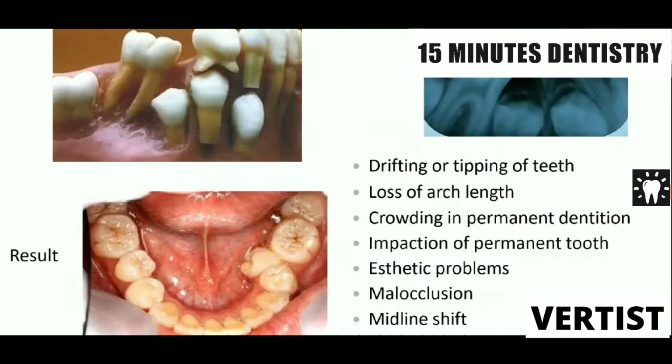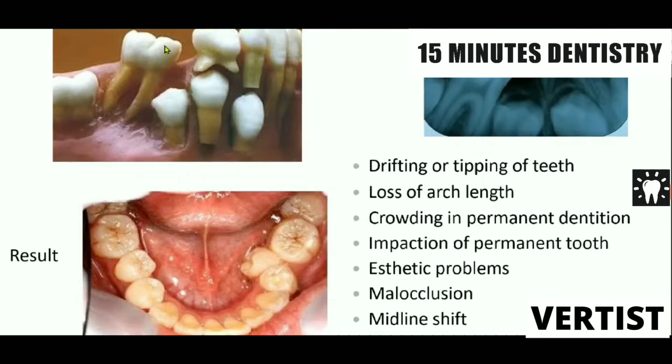Now, why are we discussing these issues? Because we need to know the rationale behind learning about space maintenance, the significance of placement of space maintainers or space management in pediatric dentistry. If a tooth is lost prematurely, there are chances of movement of the teeth, which leads to drifting or tipping of the teeth, as seen in this particular radiograph. I hope you are able to see this green cursor.